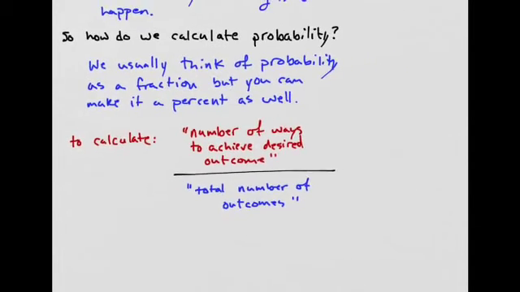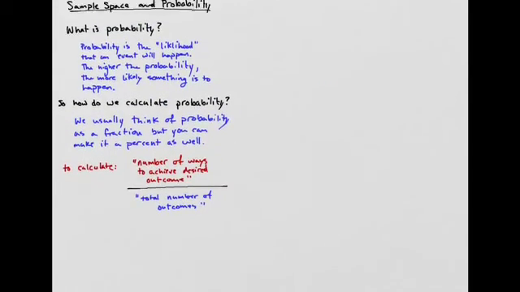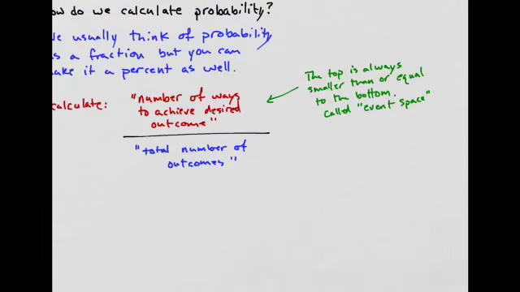But there's something else that I want to say with this probability fraction. The top number here is always going to be smaller than or equal to the bottom number. It can never be bigger. You can never have an improper fraction. You can't have more than 100% chance of something happening. That doesn't make sense. So in this context, the top number is always going to be smaller than or equal to the bottom number.